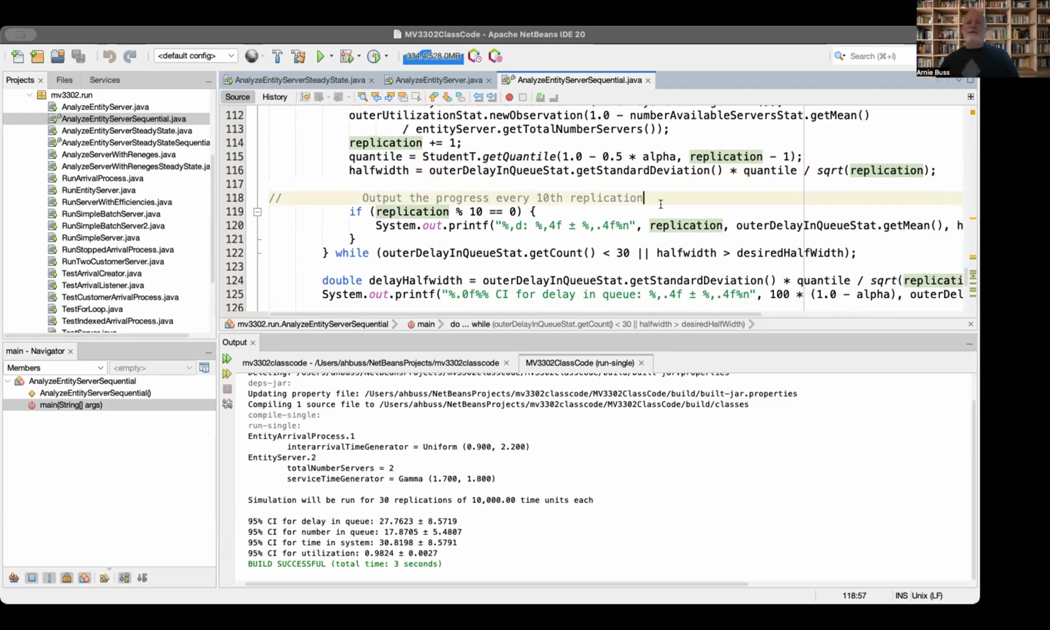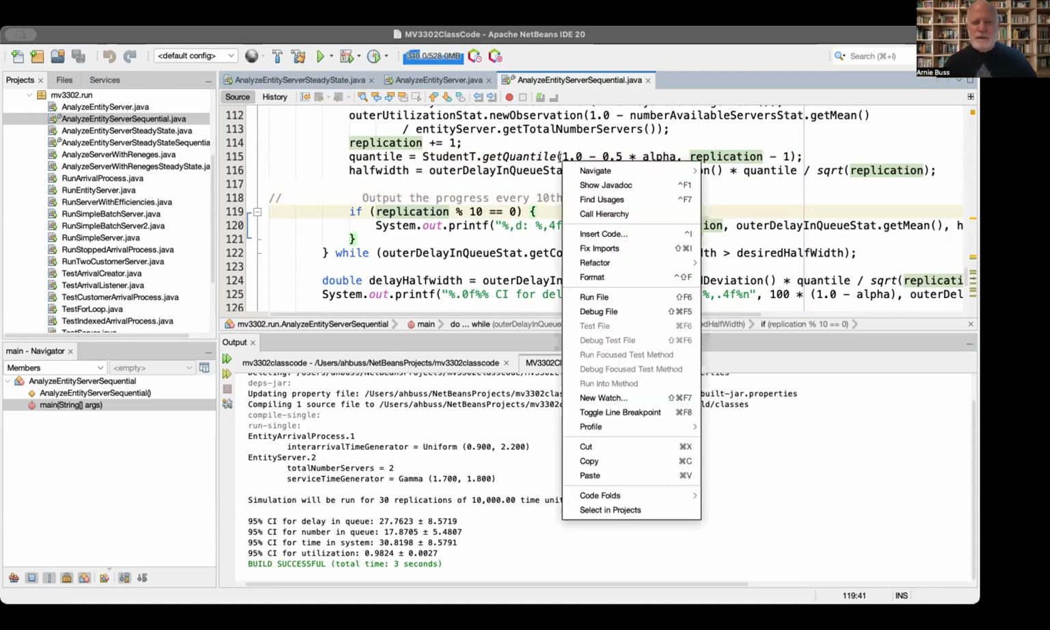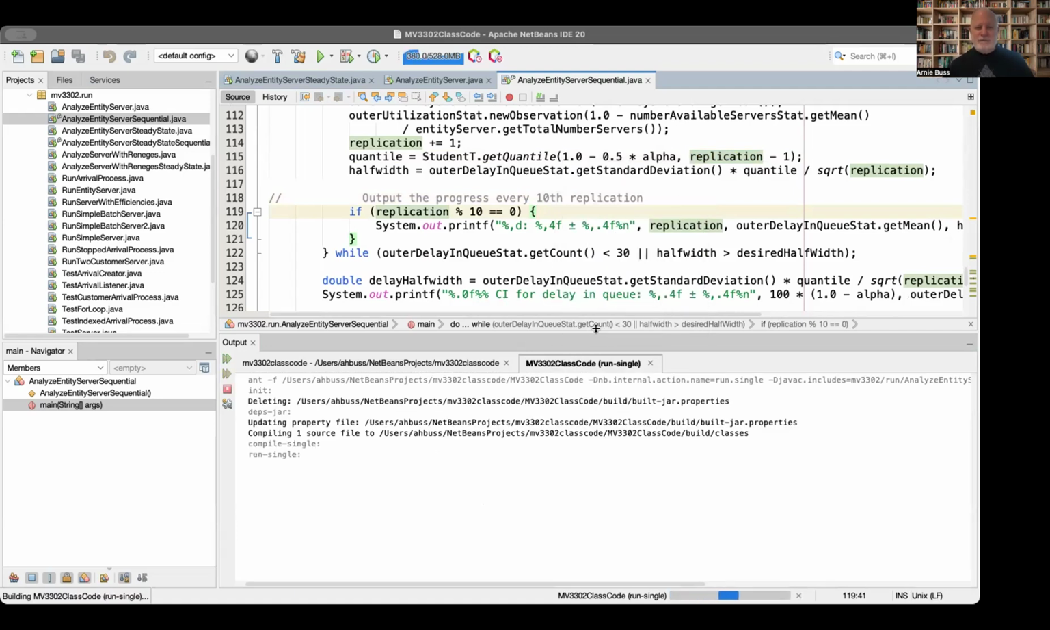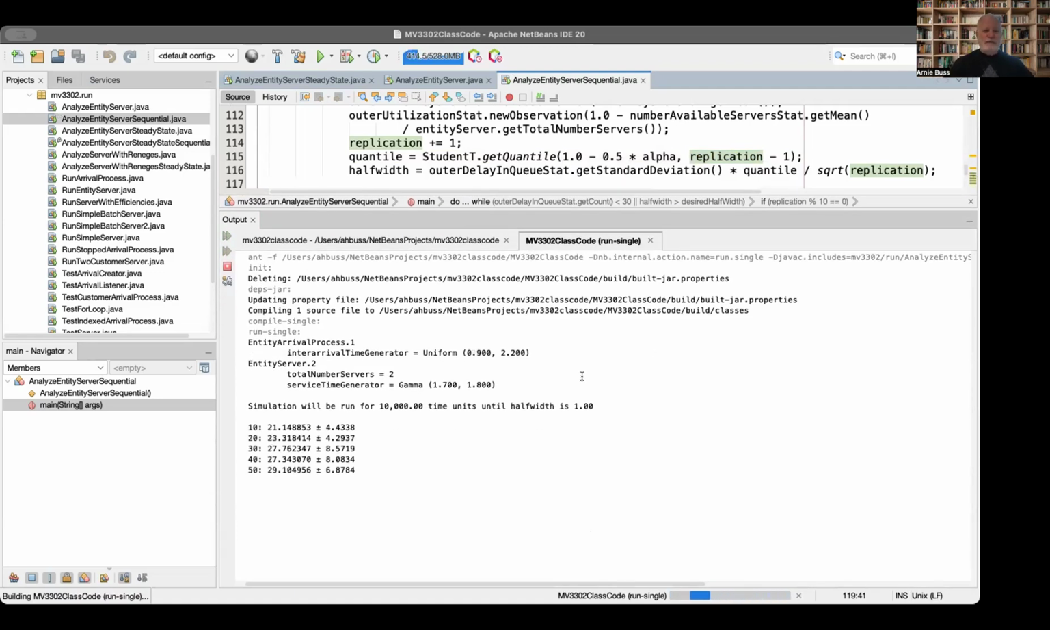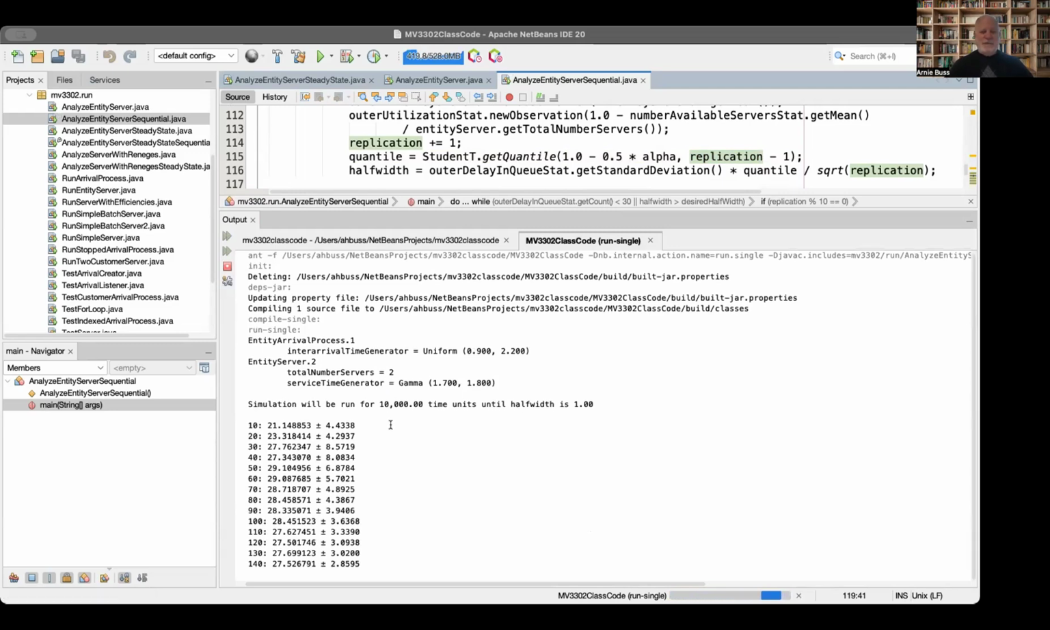Here's the thing: when you're running a do while loop that might take a little while, you're basically staring at a blinking cursor, and how do you know anything is going on? So my way of doing this is, every 10th replication, I just print a message saying, here I am, just to make sure it's working. Otherwise, you're sort of staring at it. This one doesn't take that long. The next one will, but as you can see, we're kind of humming along.